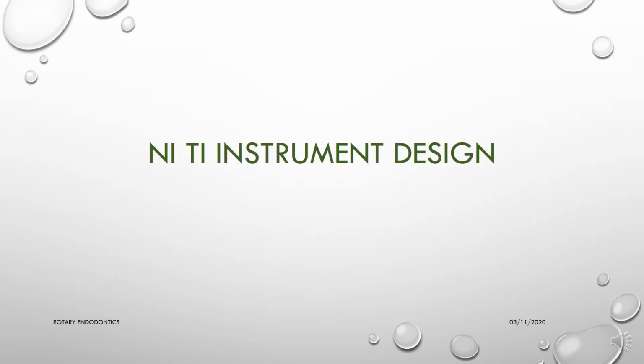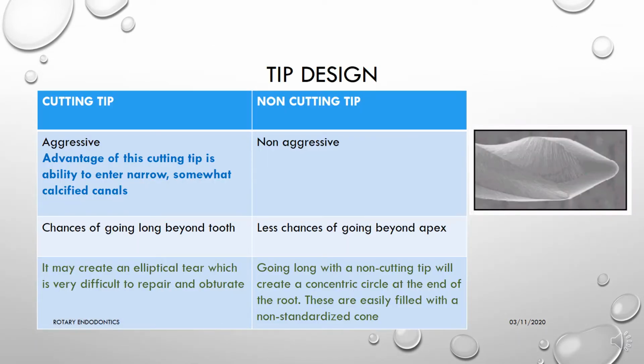So let's look at NiTi instrument design, the specific characteristics. The main important design characteristic is tip design. A NiTi file tip, or cutting tip, can be an aggressive tip or a non-aggressive tip. The advantage of an aggressive tip is that it has the ability to enter narrow and somewhat calcified canals, but there are chances of the file going beyond, leading to perforations. It may also create an elliptical tear which is very difficult to repair and obturate. Most of the NiTi files these days have a non-aggressive tip, so there are fewer chances of going beyond the apex.